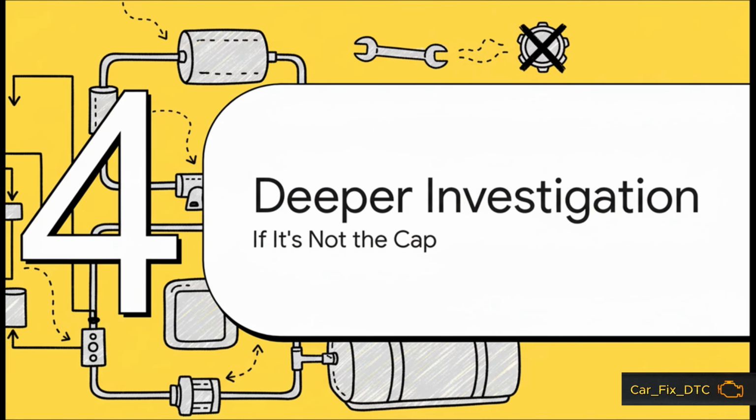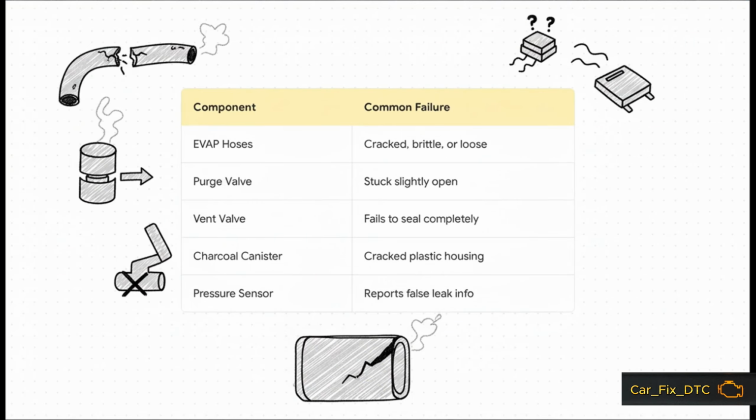Okay, but what if you've checked, tightened, or maybe you even replaced your gas cap, and that pesky check engine light comes right back on? Well, then it's time to look a little deeper at the other components in the system. So if it's not the cap, the leak could be in a few other places. Over time, the rubber evap hoses can get brittle and crack. You've also got a couple of valves, the purge valve and the vent valve, that can get stuck or fail to seal all the way. Even the plastic housing on the charcoal canister can develop a tiny hairline crack. It's less common, but a faulty pressure sensor could even be sending bad information.